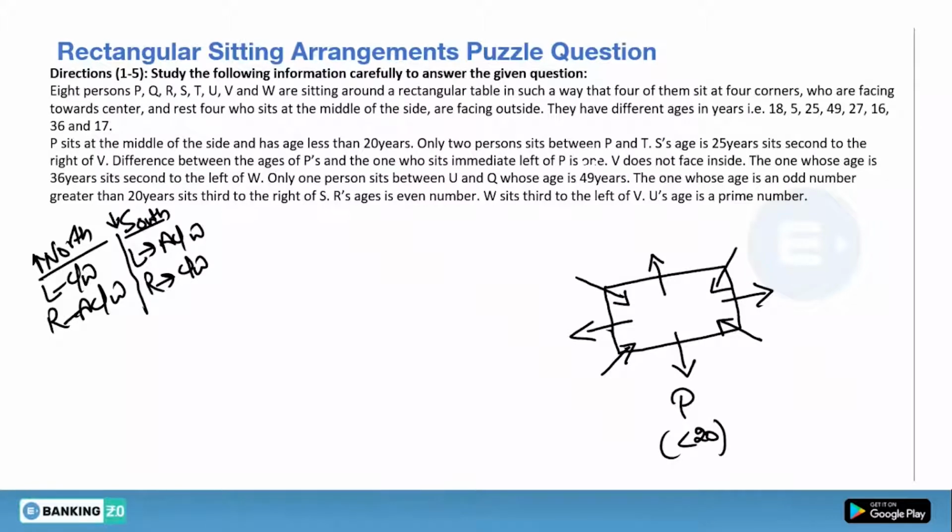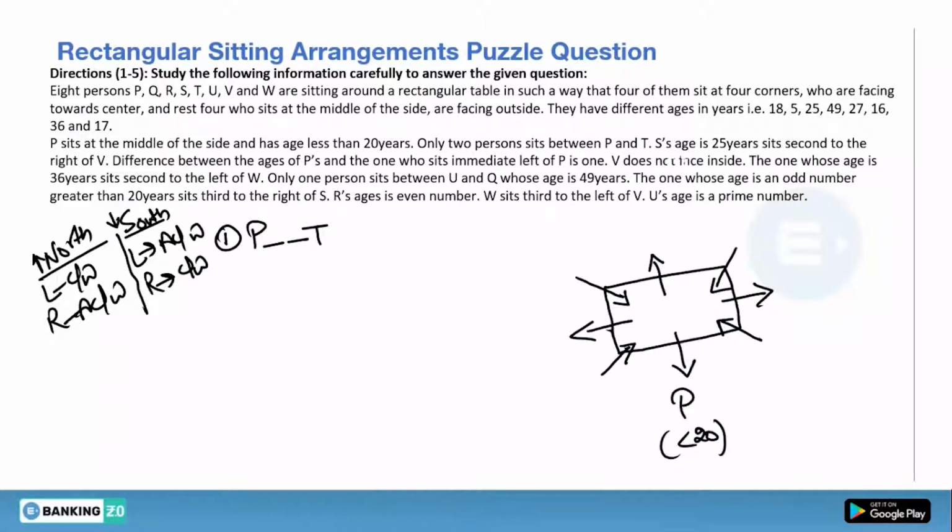Now only 2 persons sit between P and T. So T can be here and T can be here. There we are getting two possibilities. So just make a footnote. If required, we will make another one, but first we have to make the footnote. Between P and T, there are two persons sitting.